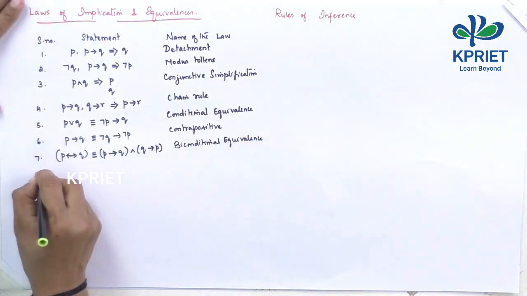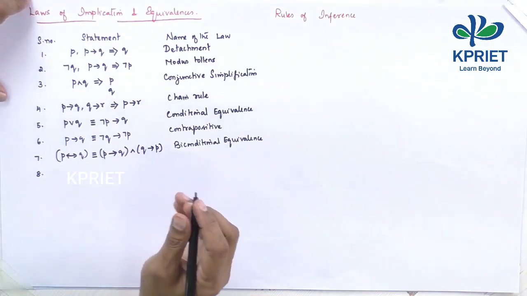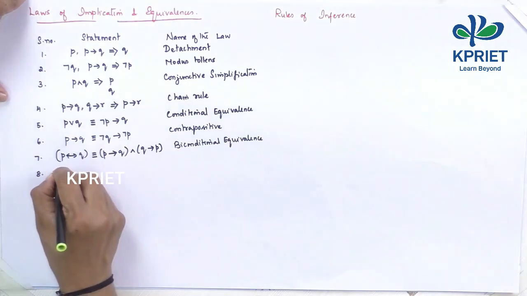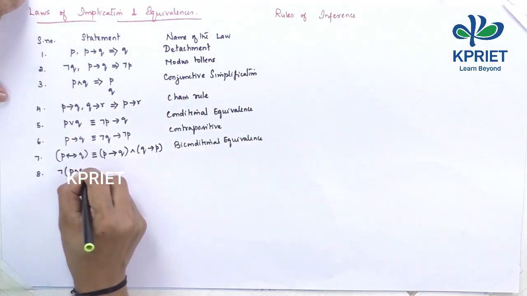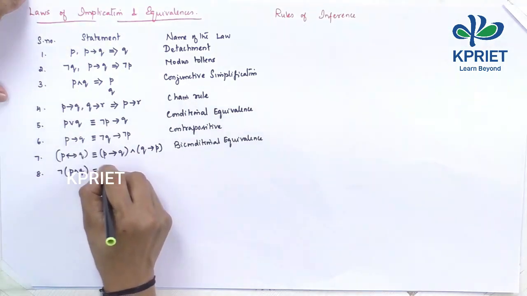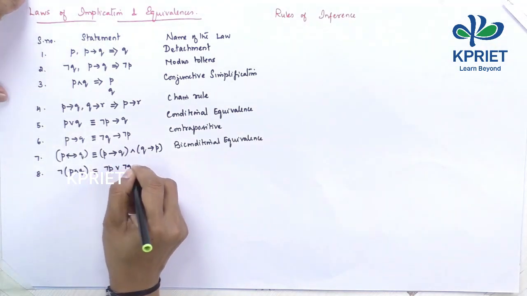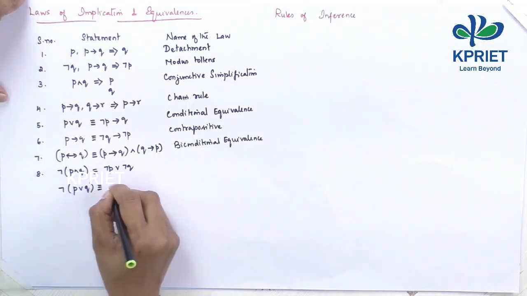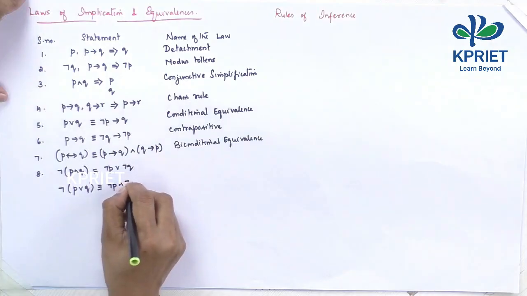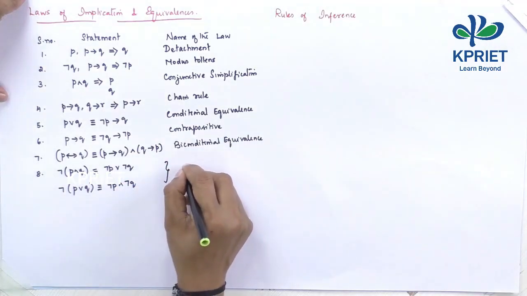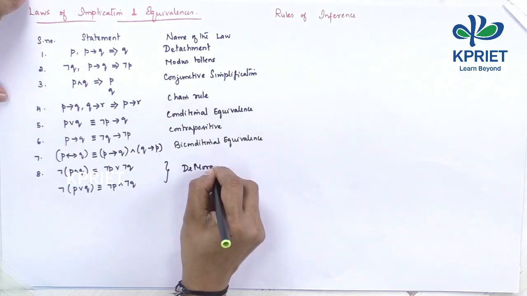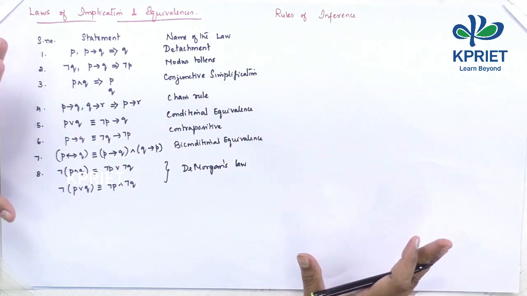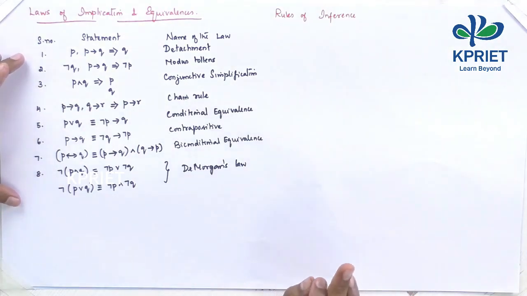Then finally one more law, very similar to De Morgan's law that we studied in school days under set theory. Negate of P and Q is equivalent to negate P or negate Q, or else negate of P or Q is equivalent to negate P and negate Q. So this is called De Morgan's law. All these laws are very important. These 8 laws, one must be very thorough.